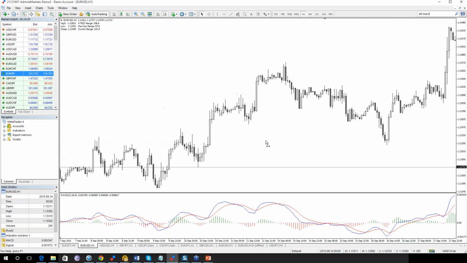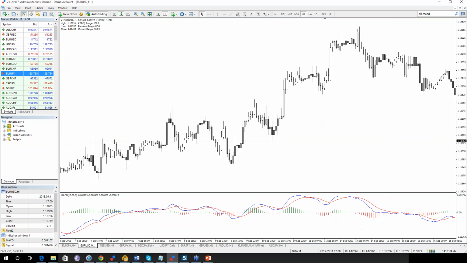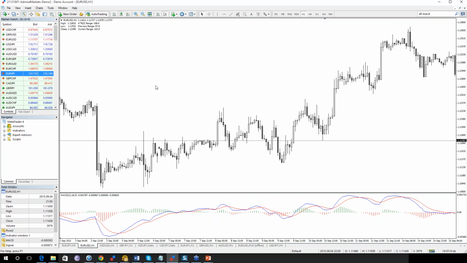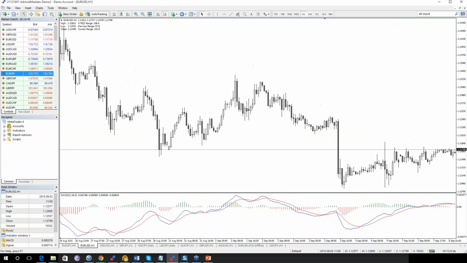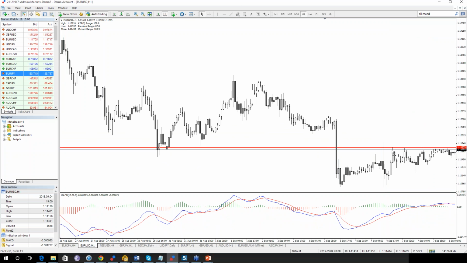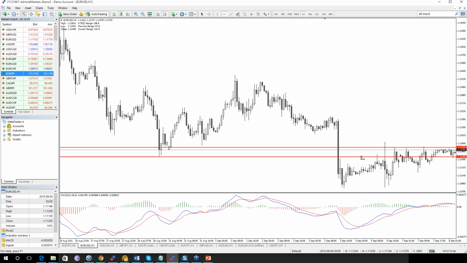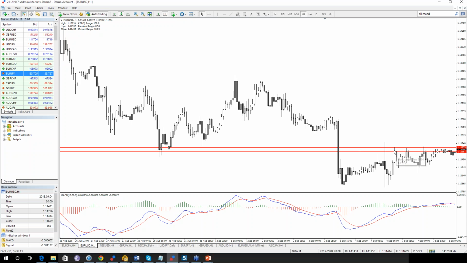For example, let's use this example. So obviously this is resistance. As you know, resistance can turn into support. But let's see. It's basically a triple top here. And look at the reaction here. We have almost identical tops of all these bodies. Look, body top and wick top.